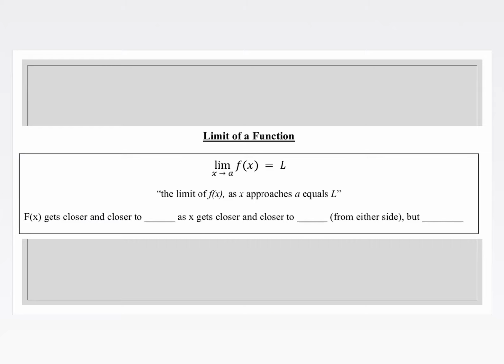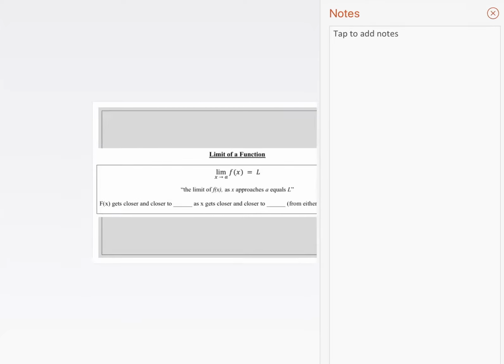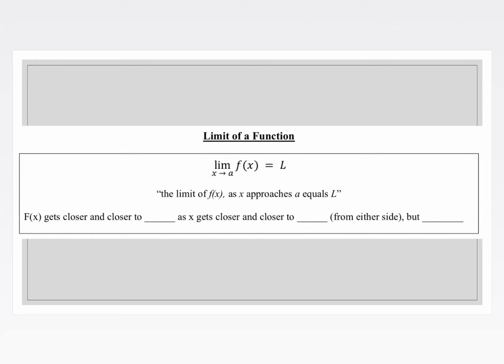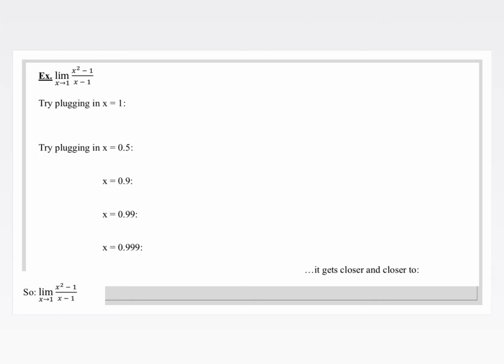We have the limit as x approaches a of f of x equals L. So that's how this is read. Basically, what this means is that f of x gets closer and closer to L as our value of x gets closer and closer to a from either side; however, x does not equal a. It gets closer and closer to a, but x does not equal a. We can see that in this example.